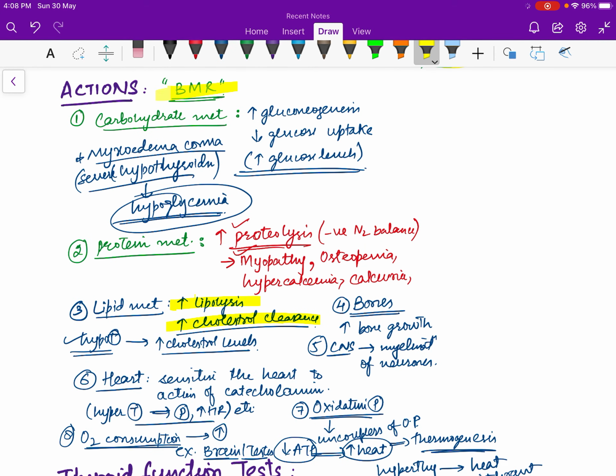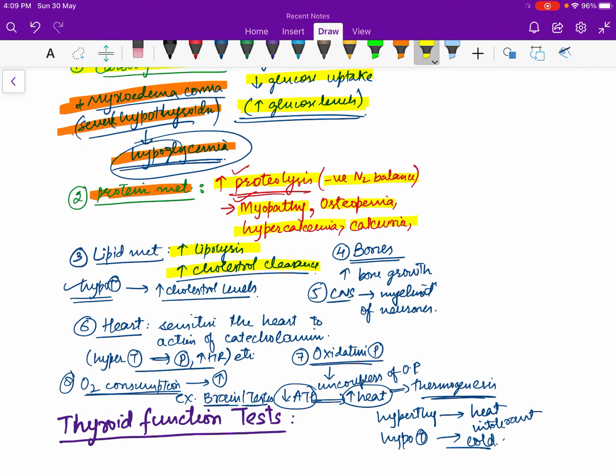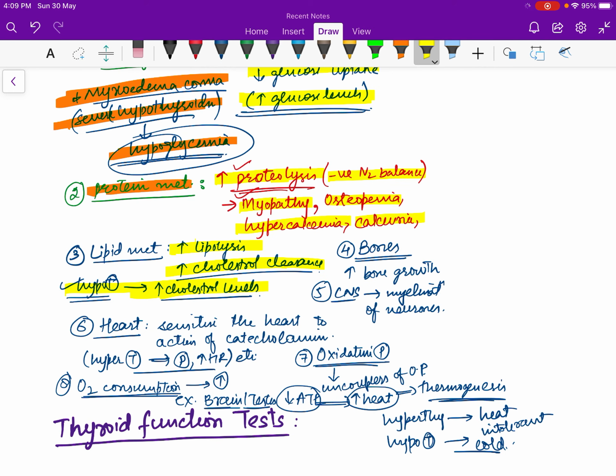First, they increase basal metabolic rate, so carbohydrate metabolism increases: gluconeogenesis increases, glucose uptake decreases, glucose levels increase. That's why in case of myxedema, a severe form of hypothyroidism, there will be hypoglycemia. In protein metabolism, thyroid hormones increase proteolysis, so there will be negative nitrogen balance, and loss of protein from muscle can cause myopathy. There can be loss of protein from bone, osteopenia, and this will release calcium, causing hypercalcemia and calciuria. In lipid metabolism, there will be more lipolysis and increased cholesterol clearance. That's why in hypothyroidism the cholesterol levels are increased. In case of bones, thyroid hormones cause bone growth. In the brain or CNS, they cause myelination of neurons.